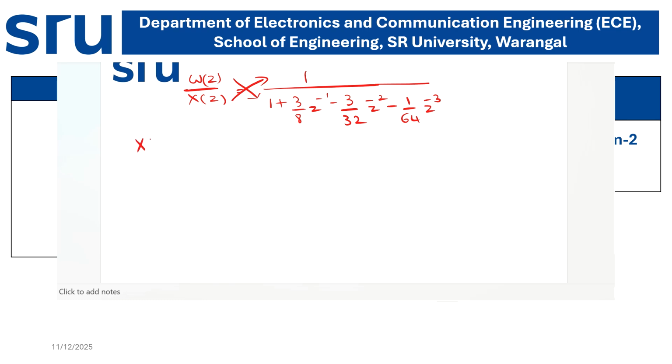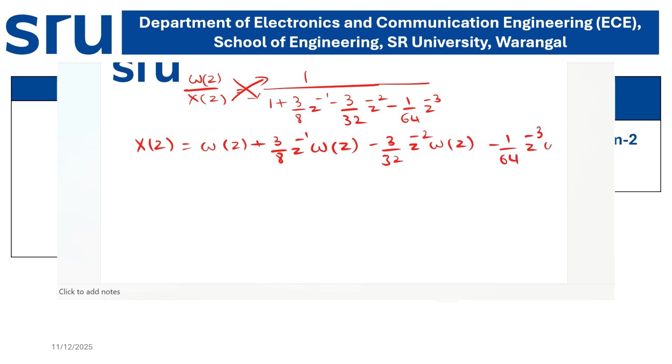X of z is equal to W of z plus 3/8 z^-1 W of z minus 3/32 z^-2 W of z minus 1/64 z^-3 W of z. Again apply the inverse z transform on both sides.